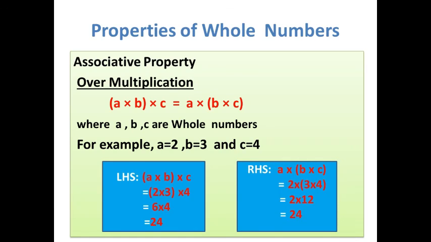In RHS I have a × (b × c), which is equal to 2 × (3 × 4), which is 2 into 12, and it becomes 24.